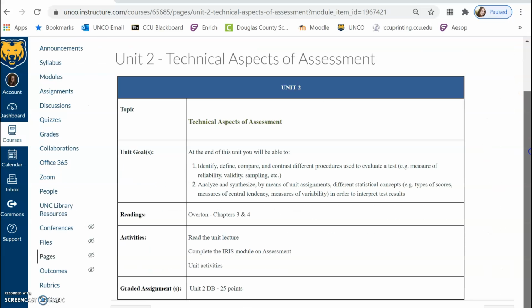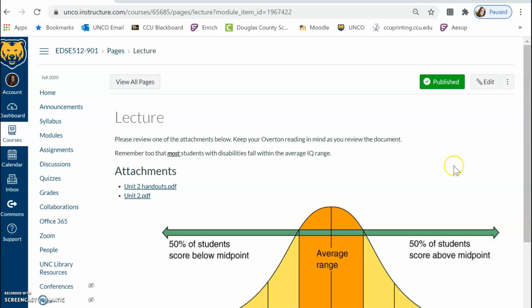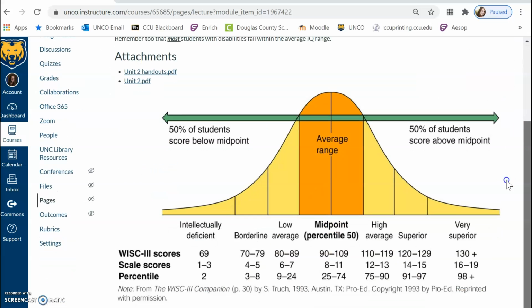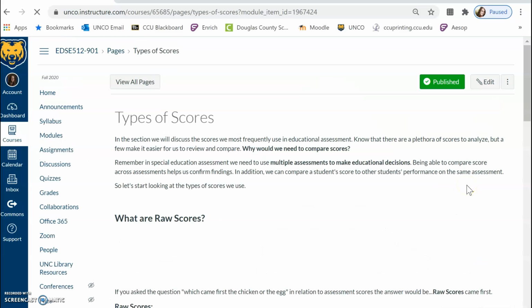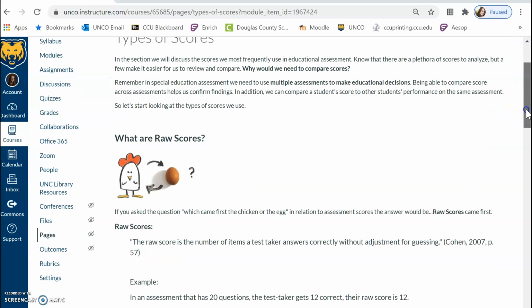So we've got our visual here letting you know what we are looking at for this unit, and you'll see that the graded assignment will be our Unit 2 discussion board. And this is familiar to you. You can see that the same documents, PDF format, are attached here for you to review as a part of our lecture. There is a visual for you here as well, and that visual will make sense as you review the lecture content. You'll see that there are clear connections, so you can refer back to it.